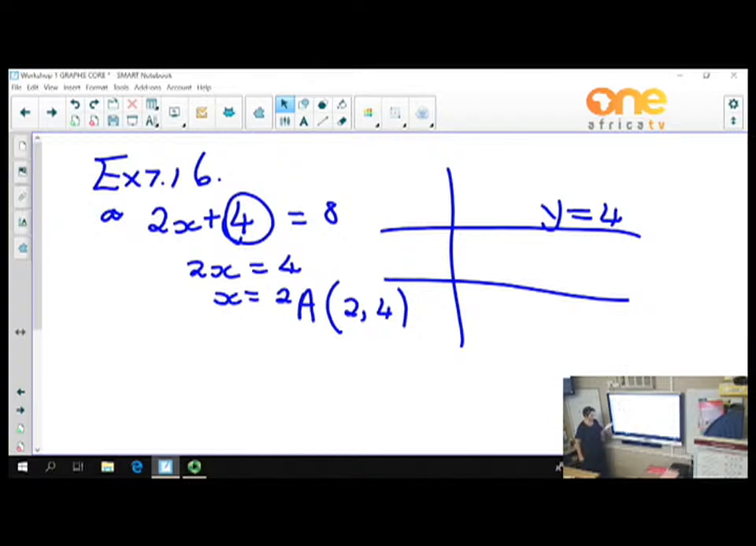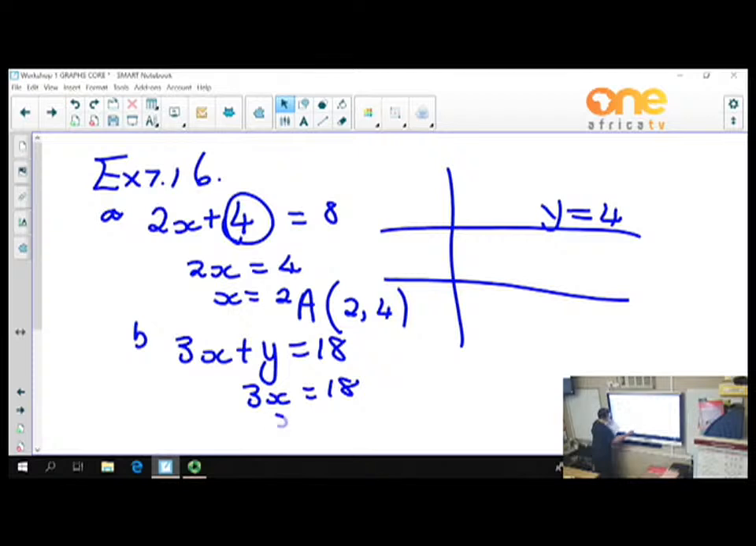Then the next one, the line 3x plus y is equal to 18 meets the x-axis at the point B. What is the coordinates of B? Now, it is 3x plus y is equal to 18. We know that when you meet the x-axis, y is 0, isn't it? So then we can just say 3x is equal to 18, which makes x equal to 6. So the coordinate is 6, 0, because you cut the x-axis.